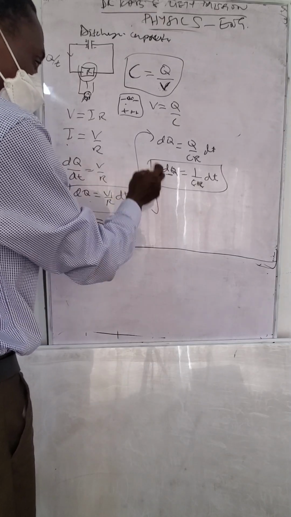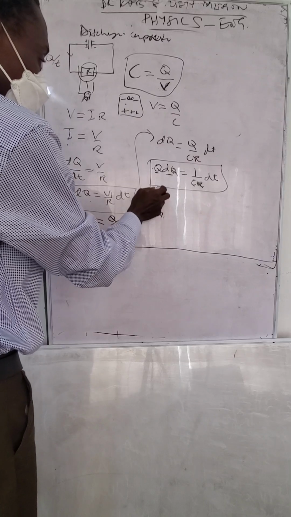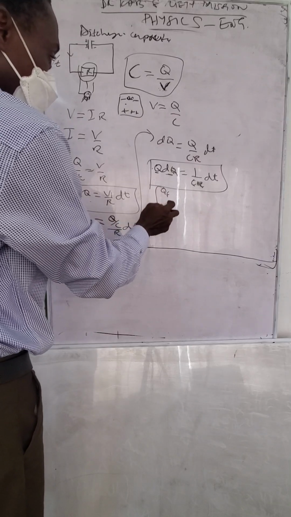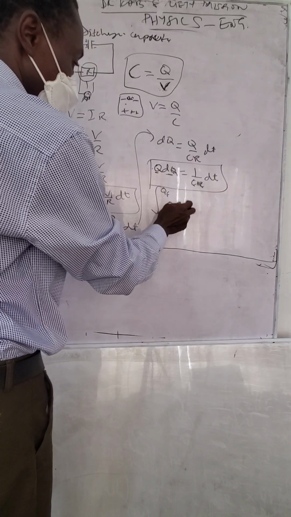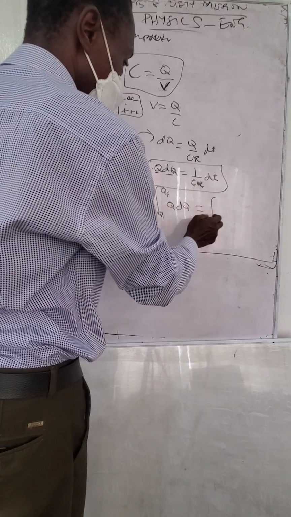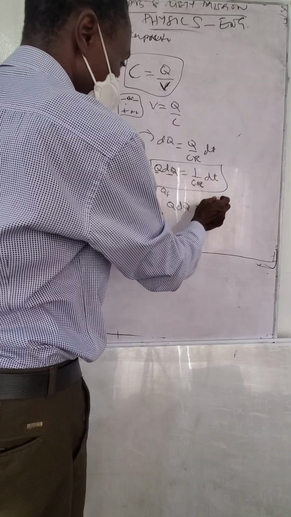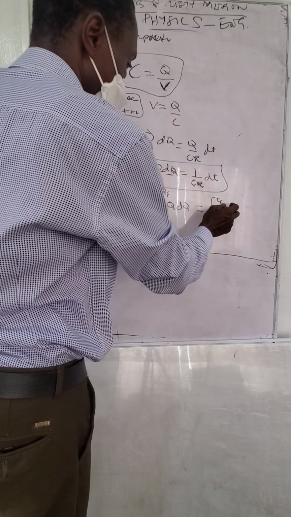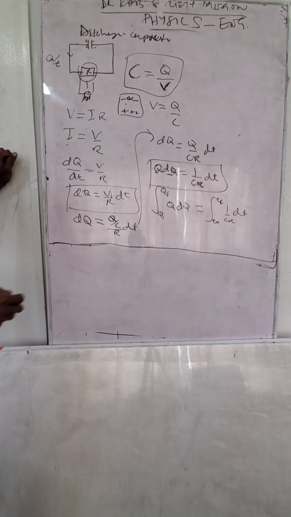We can integrate this from Q initial to Q final. And then we have our dQ here. And then we can do the same thing for this. I can integrate with respect to t, from t initial to t final, 1 over CR dt. So let's see how it goes.